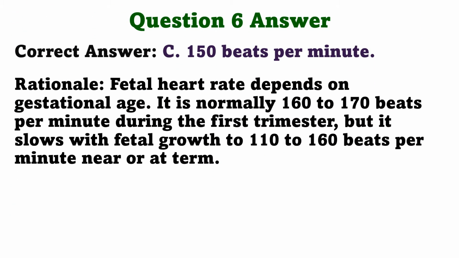The correct answer is C. 150 beats per minute. Rationale: fetal heart rate depends on gestational age. It is normally 160 to 170 beats per minute during the first trimester, but it slows with fetal growth to 110 to 160 beats per minute near or at term.